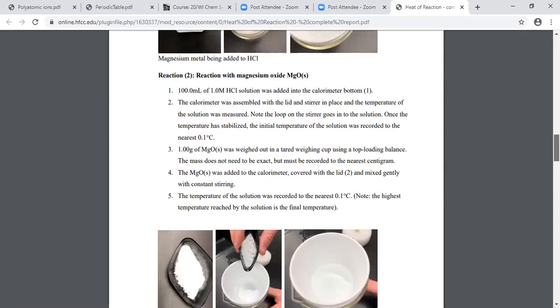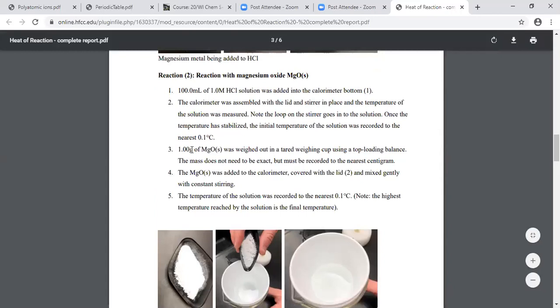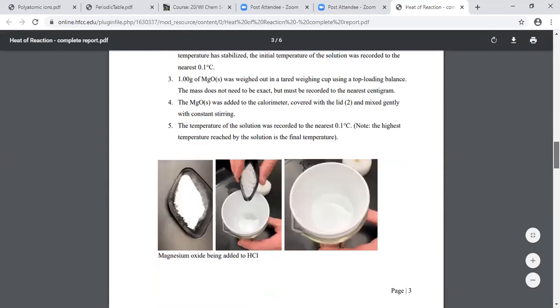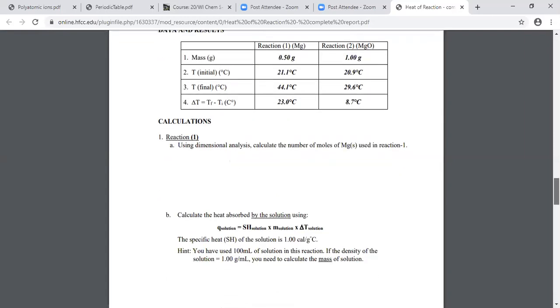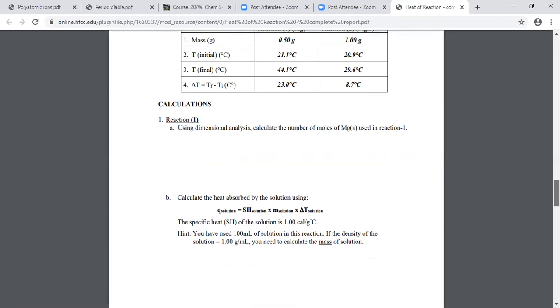We did the same thing, except this time we weighed out 1.00 grams of magnesium oxide, repeated the same procedure, and recorded the results. So here's our mass in grams of the magnesium oxide, our initial temperature, and our final temperature, not quite as big of a jump as when we had the magnesium metal. And this is our change in T, our final minus the initial. Okay, so let's look at what they're asking you to do on the calculations, and then I'll give you some little tips that I would have put on the board had we been in class.